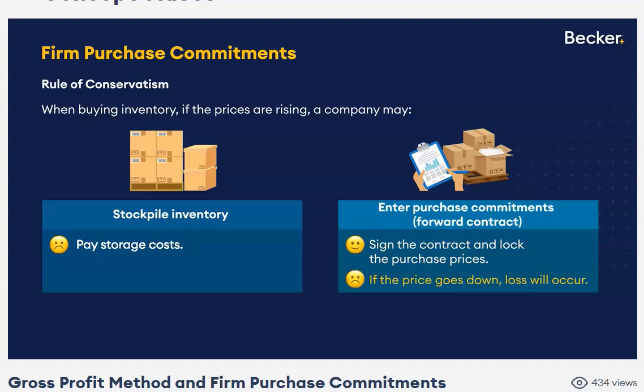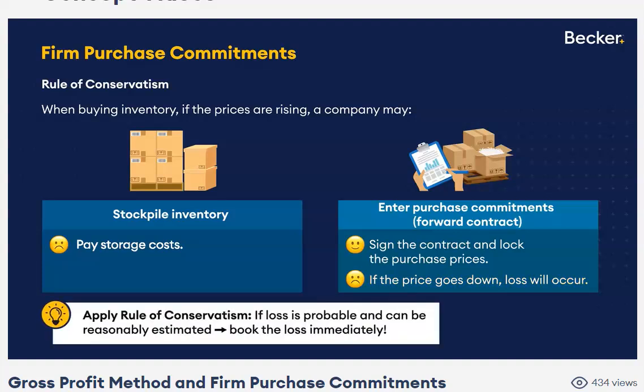The only problem with that is if prices don't rise, and actually prices go down, you can have a loss on that commitment. Okay, and then we know the rule of conservatism. When you think you're going to have a loss, you don't wait to book that loss. If it's probable and you can reasonably estimate it, guess what? You'll be booking that loss immediately.